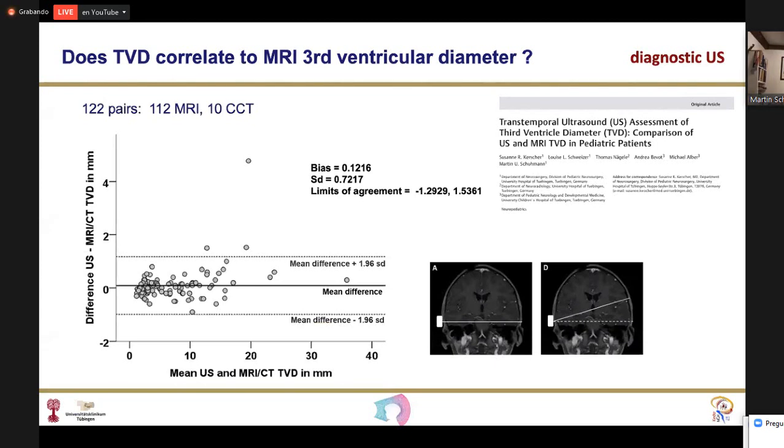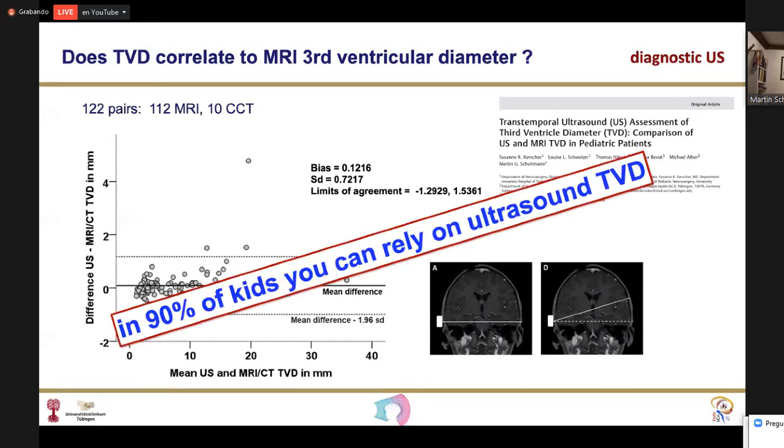by the fact that here on the left side, the MRI is an axial scan and the ultrasound is a slightly angulated scan, so you have a little bit higher passage or transverse through the third ventricle, and that explains why it is 0.1 millimeter larger in ultrasound. But that is not relevant, actually, as I will show you later on. So in 90% of your kids, if you can see the third ventricle, you can rely on ultrasound as you would rely on an MRI scan.